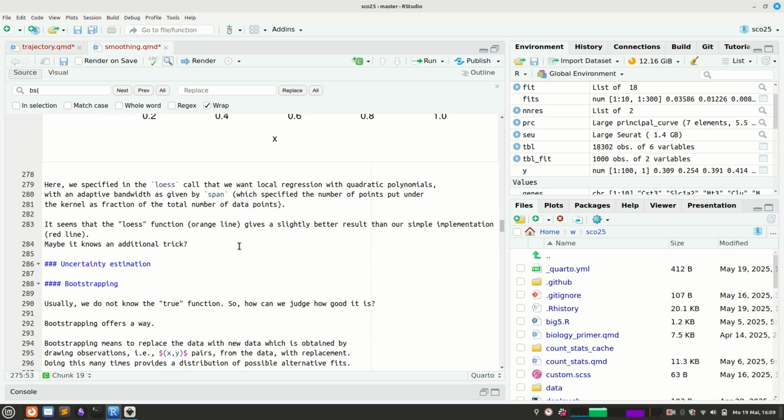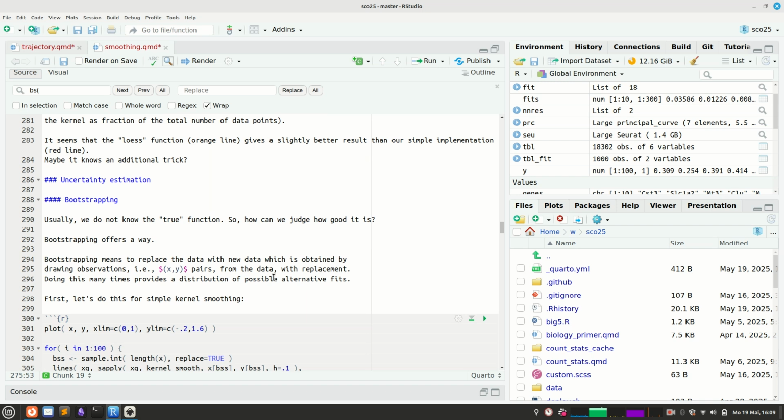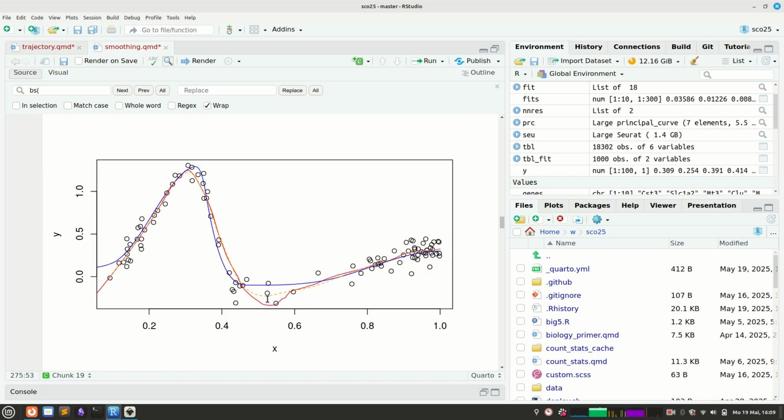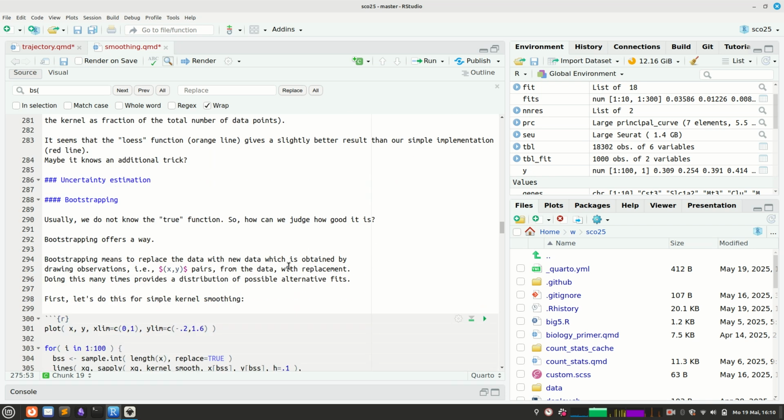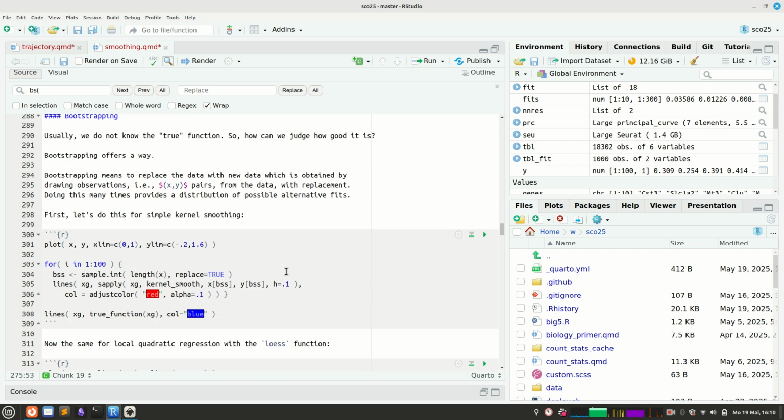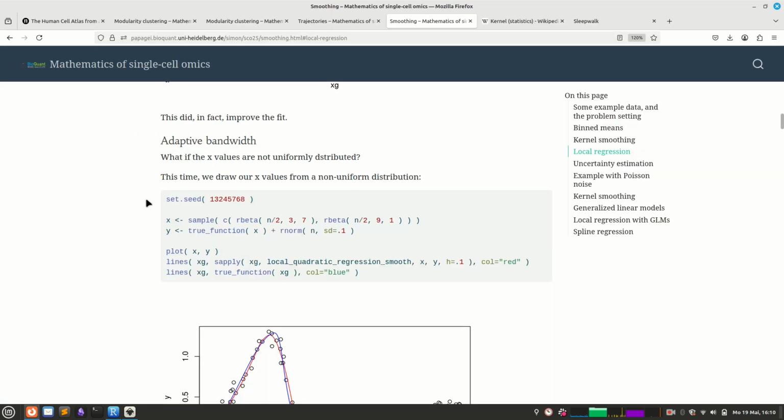So now the next question is, how do I know whether the red line is close to the true function? Because normally I don't know the blue function. And the first thing I can do to this is called bootstrapping. Anybody ever heard of bootstrapping?